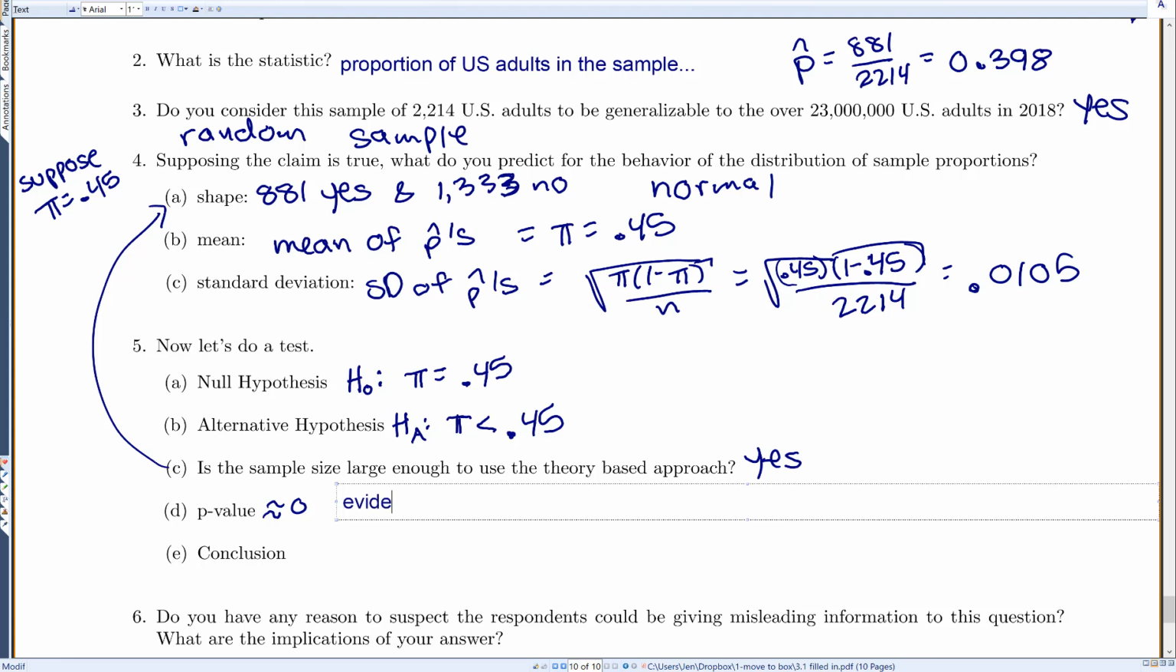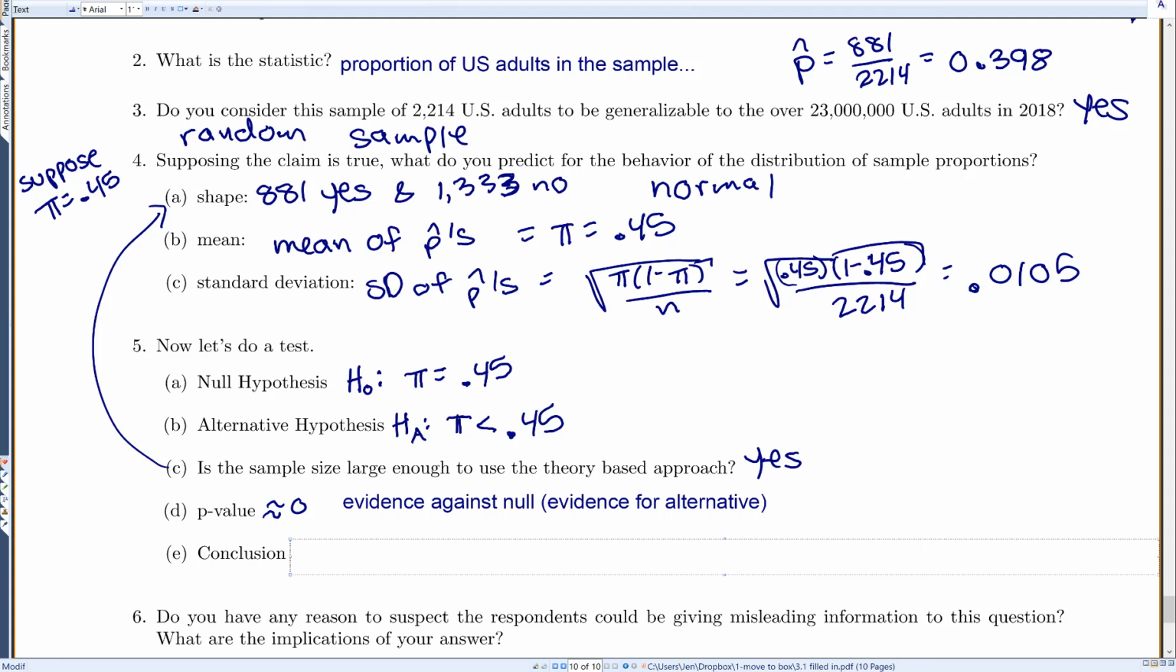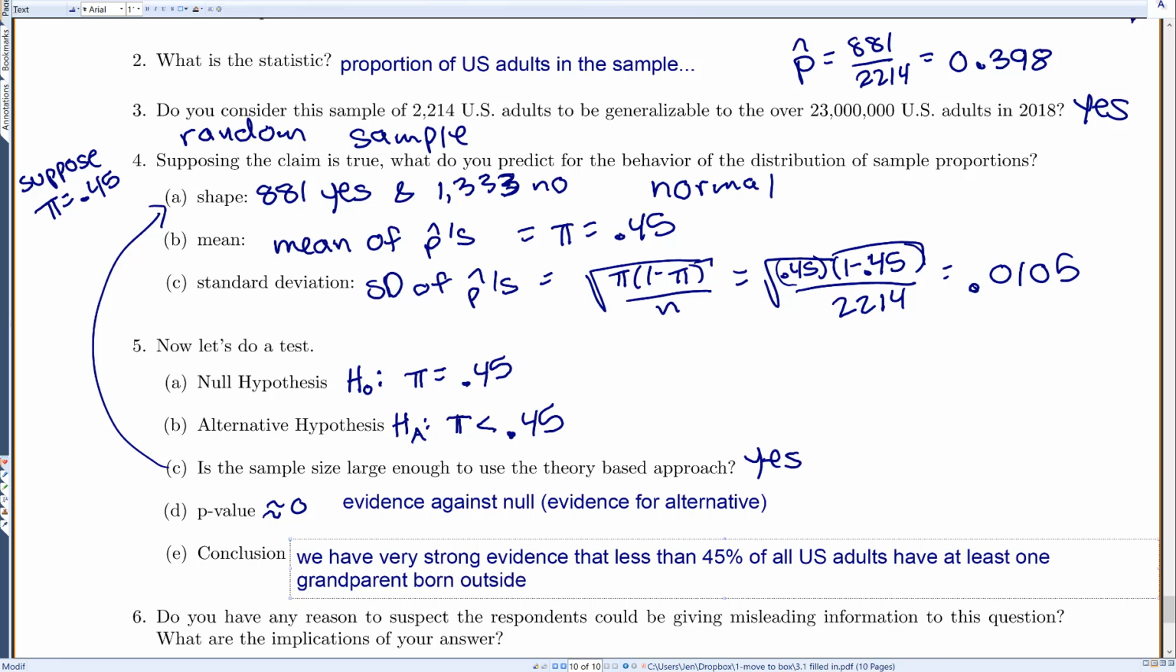So definitely evidence against the null. Okay, so that means we have evidence for the alternative. But my conclusion is always in terms of the alternative hypothesis, because that's what my boss wants to know. So we'd say we have very, very strong evidence. There's a very, very small p-value. So very strong evidence that less than 45% of all U.S. adults have at least one grandparent born outside the U.S.